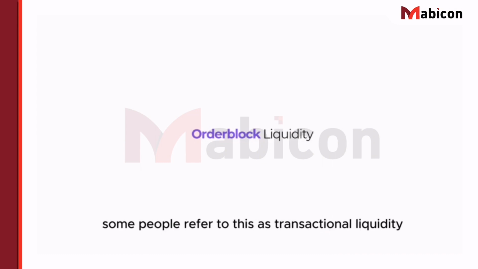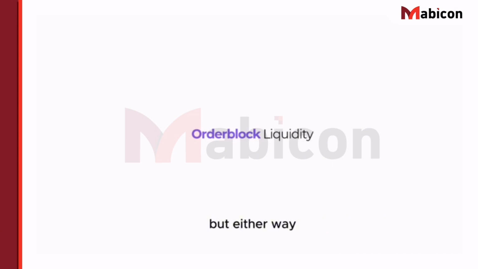Some people refer to this as transactional liquidity, but either way we can refer to them both as the same thing. Now, one of the most common things I see, especially from traders that are trading smart money concepts, is they are solely focused on just order blocks. And another characteristic they look out for is a change of character. So let's have a look at a situation where a smart money trader could be taken out as liquidity.